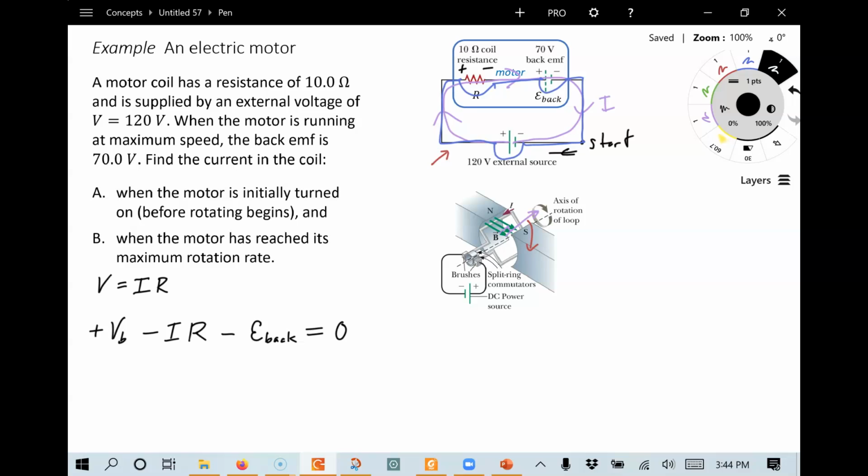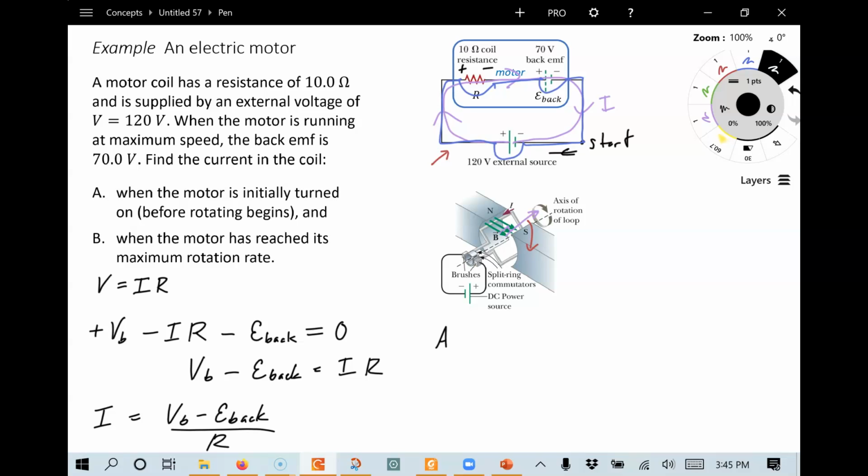To start, let's go ahead and just solve this equation for the current, and then we can use the same equation in A and B. So if we want, we can write this as the voltage of the battery, keeping E back here, equals IR. And finally, to solve for I, let's switch the sides of the equation and divide by R. We're going to get voltage of the battery minus E back divided by the resistance. That'll tell us the current in the motor.